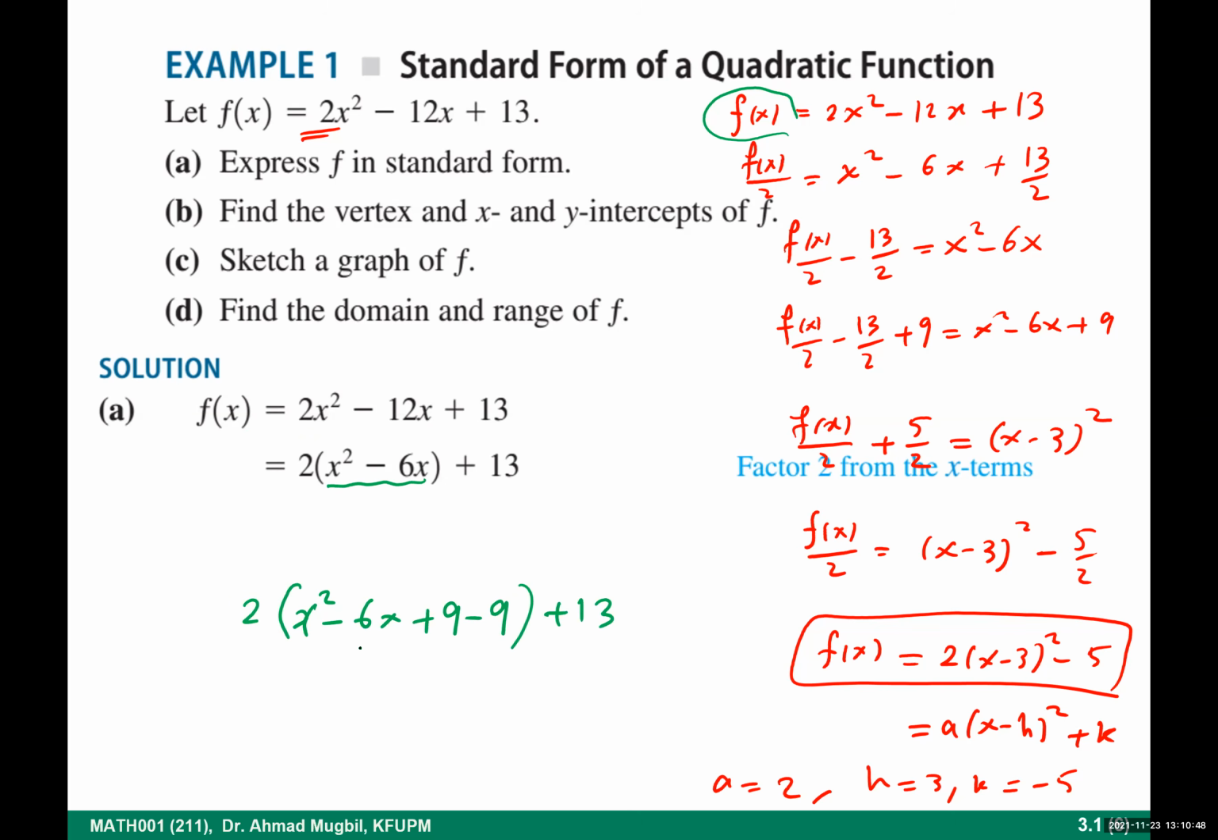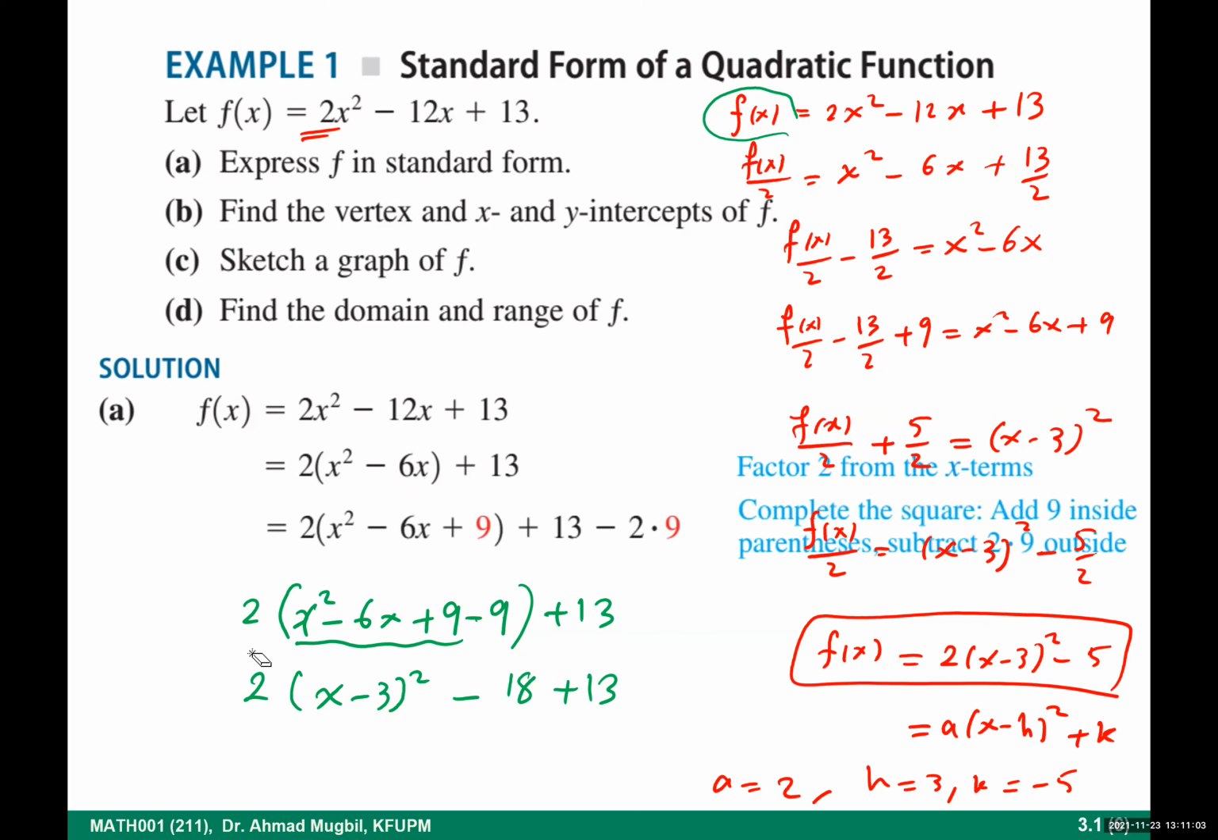What we did there. Now, what you have here is 2 multiplied by x minus 3 all squared. This is negative 9 multiplied by 2, which will be negative 18, plus 13, which will give, of course, at the end what we want. Here we are. We add 9, also we subtract 9 multiplied by 2. Here it is. Simplify.